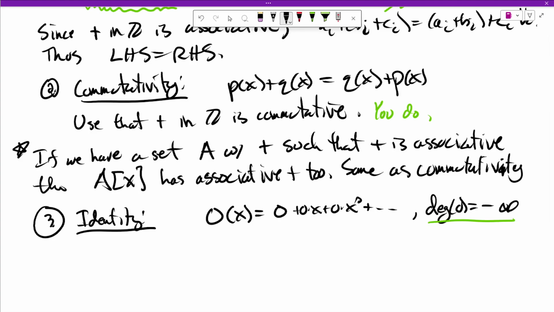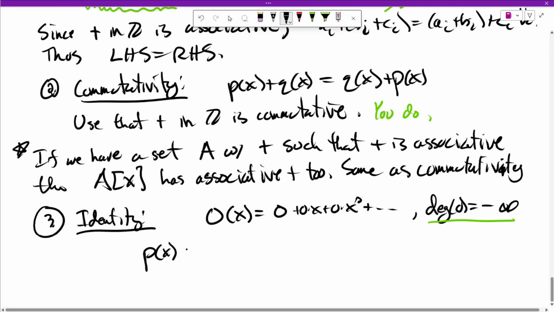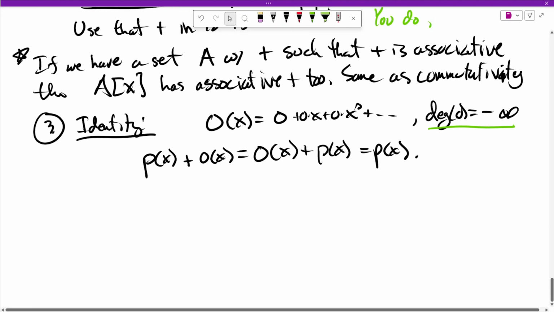Now, I think it's pretty clear here that when you take a random polynomial and you add on the 0 polynomial, that's the same as taking the 0 polynomial and adding the polynomial, because it's commutative, so it has to be true, and you're just going to get the regular polynomial out of it. So we're not going to check that, but that is the identity, and you will check that.